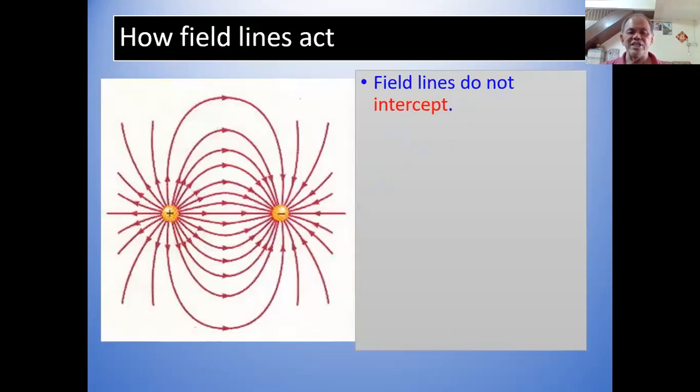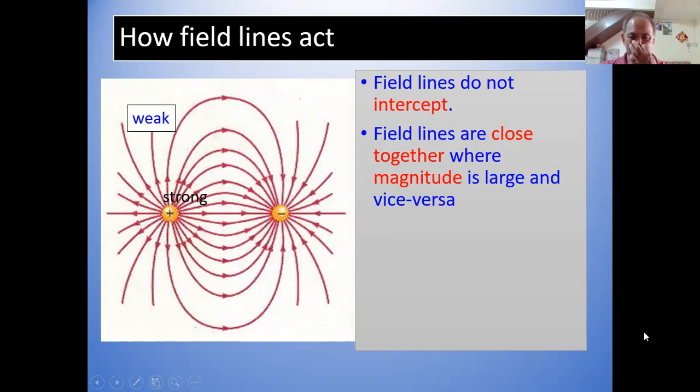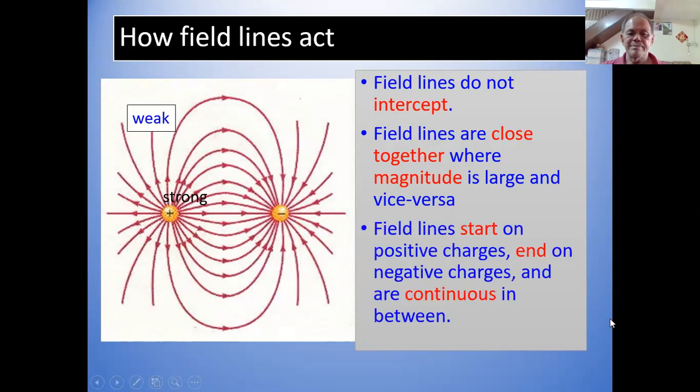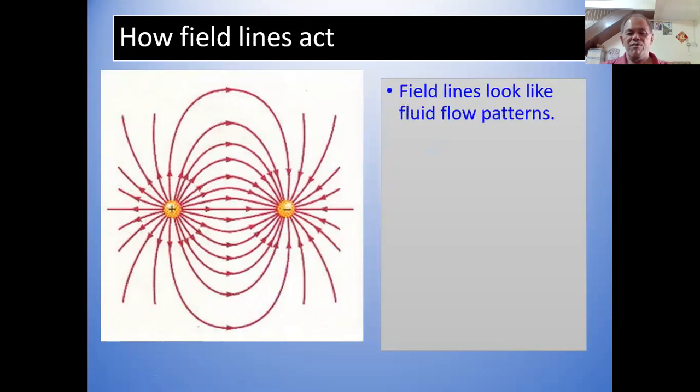They do not cut each other; they do not intersect. You can see that. Where the lines are close together, the magnitude is larger. That means near the charge is strong, and further away from the charge is weak because the lines are far apart. As I say, it starts from the positive charge and ends on the negative charge, and the line is continuous. There's no break, like water flowing. It's just a pattern of flow.